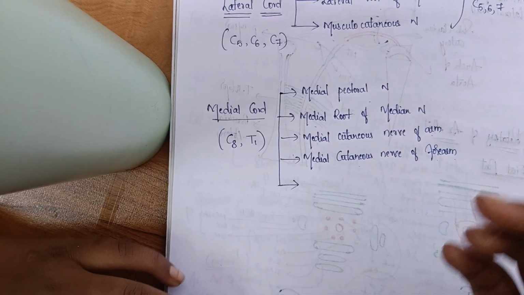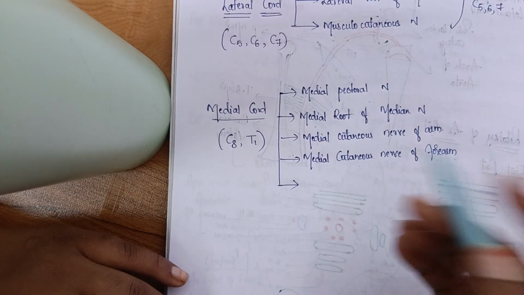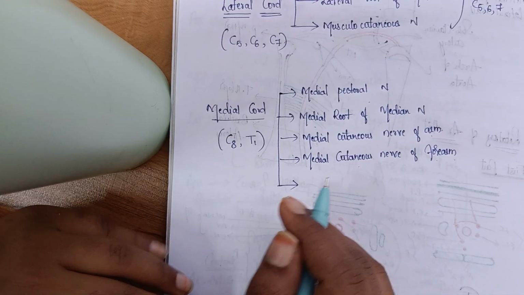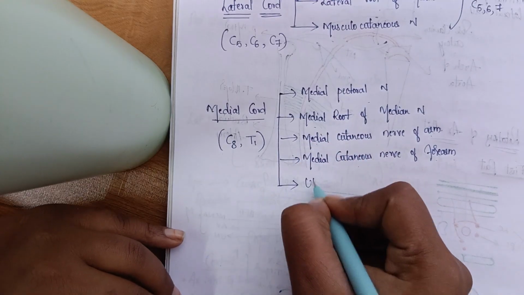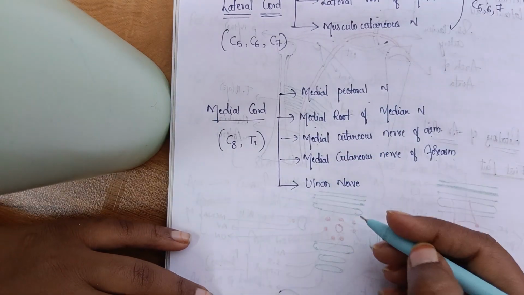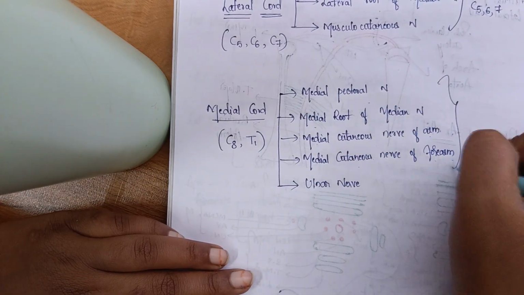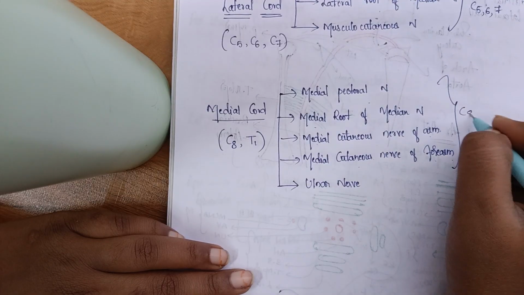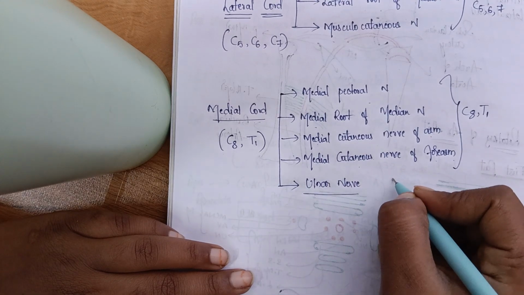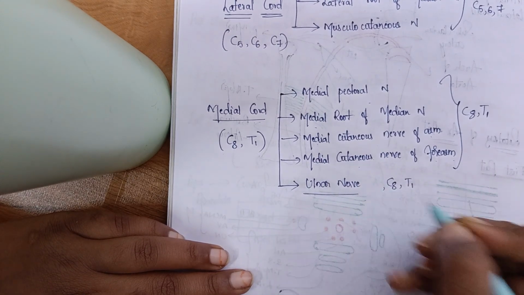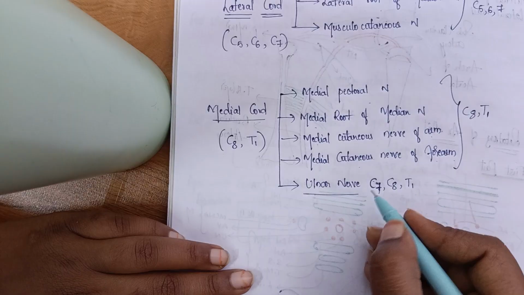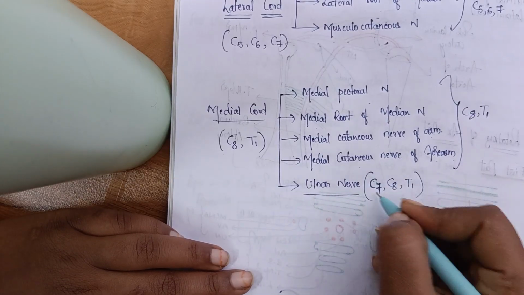And we know in the upper limb, the ulnar nerve is located on the medial side, so it is a branch of the medial cord. So all these are the branches of the medial cord. The first four have the root value of C8, T1. Whereas the ulnar nerve has the root value C8, T1, and along with that, it also receives C7. So the root value of the ulnar nerve is C7, C8 and T1.